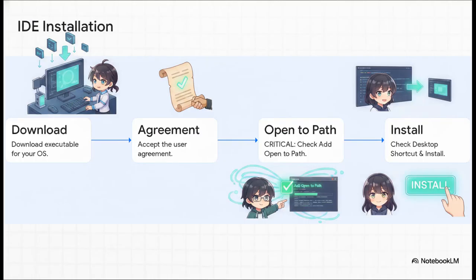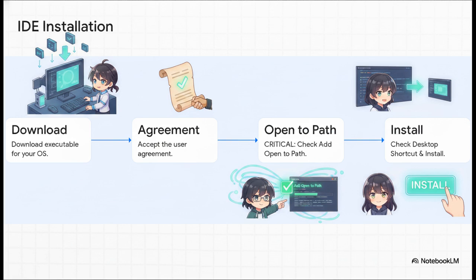Okay, the secret here is just nailing the installation. Go ahead and download the executable file for your specific operating system. Once it's downloaded, open it up just like any normal app. Accept the agreement, pick where you want to save it, like your C drive. But hey, stop right here, because this is the single most important part of this entire step.